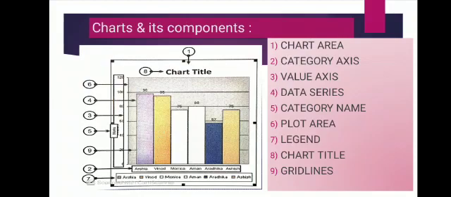Now there are several components of a chart. See, with the help of numbers I have shown them here. First one is chart area, then category axis, third is value axis, fourth data series, fifth category name, sixth plot area, seventh legend, eighth chart title, and ninth grid lines. So we will see these one by one.